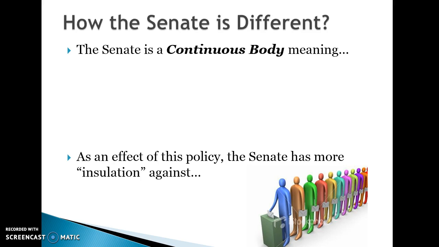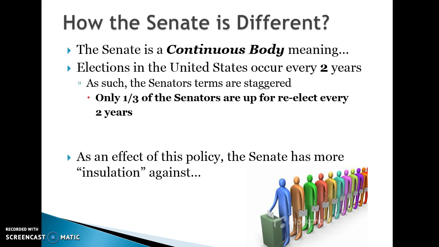Now, the Senate is a continuous body. This is something you should pay attention to. A continuous body means that only a third of the senators are up for re-election every 2 years. That means there's always senators who have been doing it 2 to 4 years. Okay? Every 6 years we don't get an entire new Senate voted in. We get 1/3 of the Senate voted in. If that makes sense. If it doesn't, ask me. I'll explain it more.